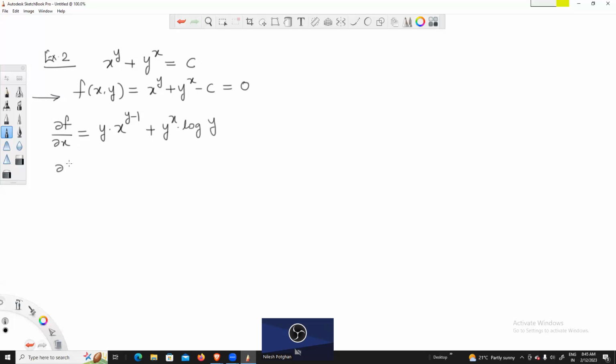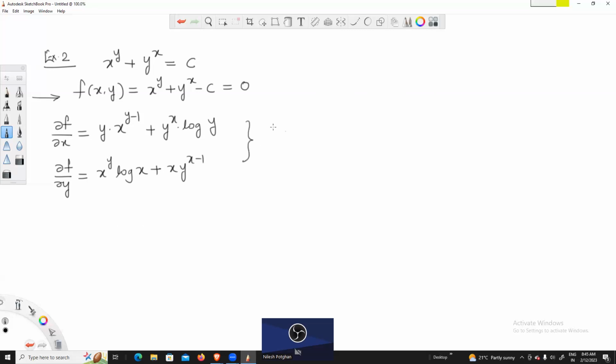Now del f over del y. Now x will be treated as constant. So x raised to y gives x raised to y times log x, plus now x into y raised to x minus 1.